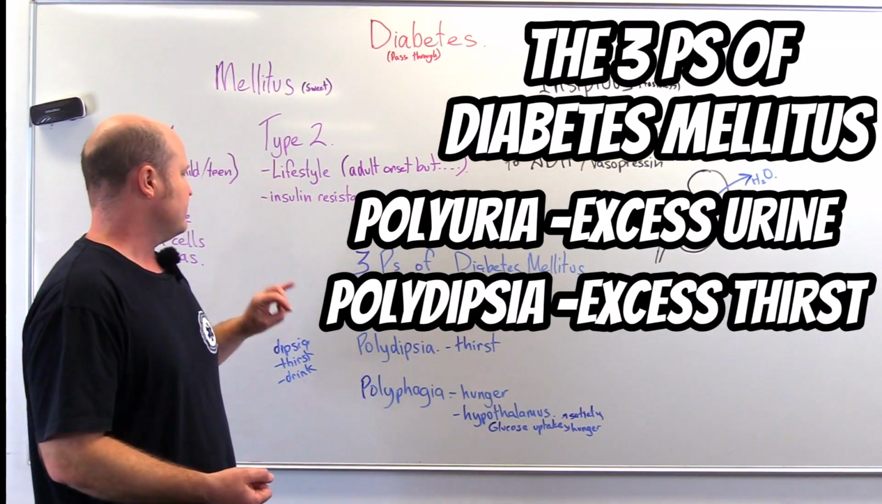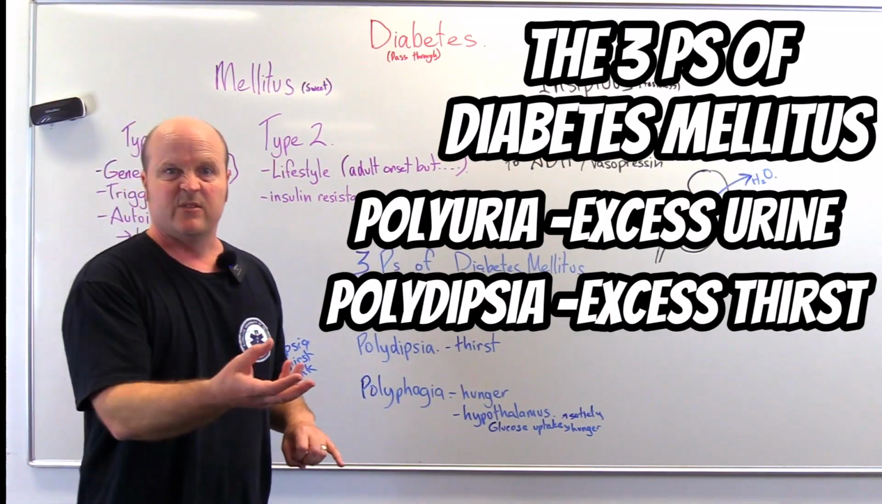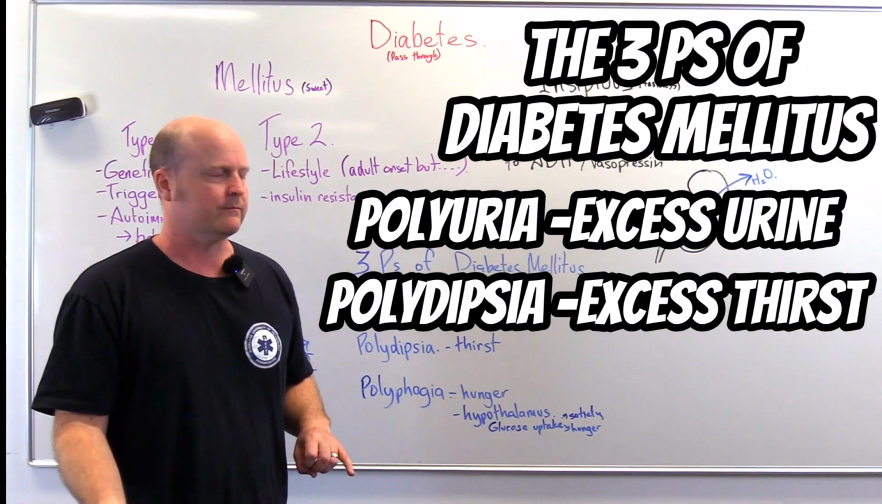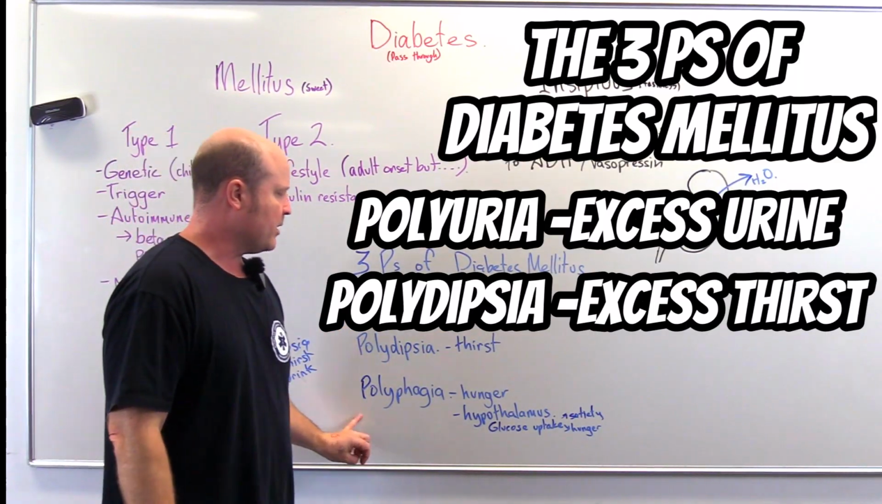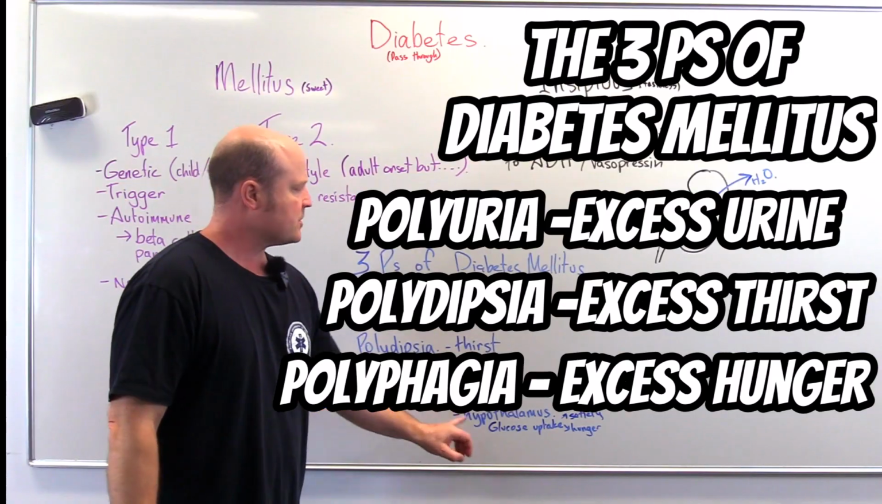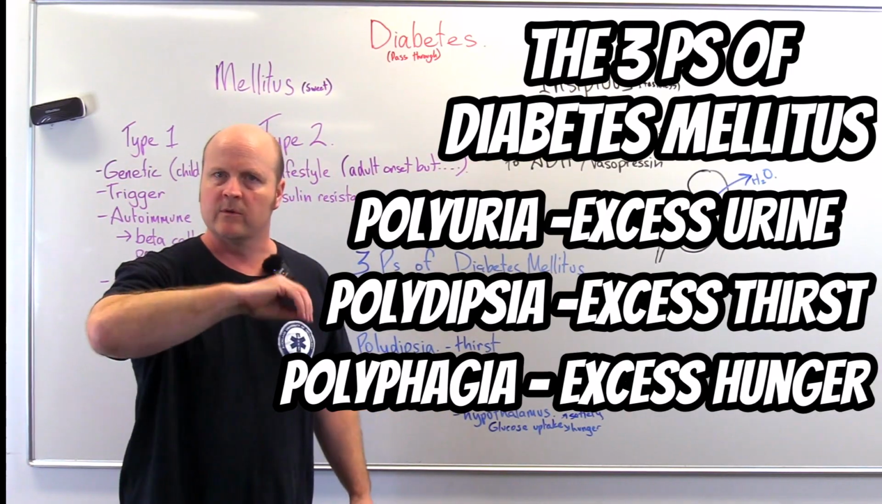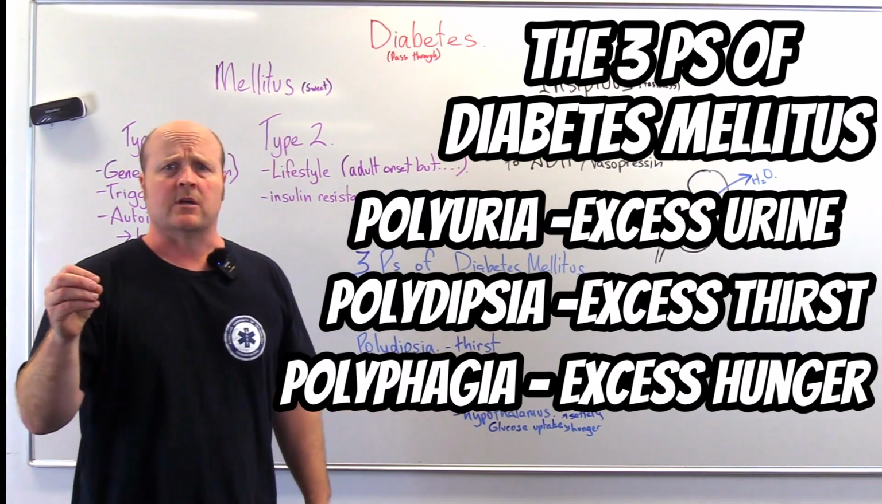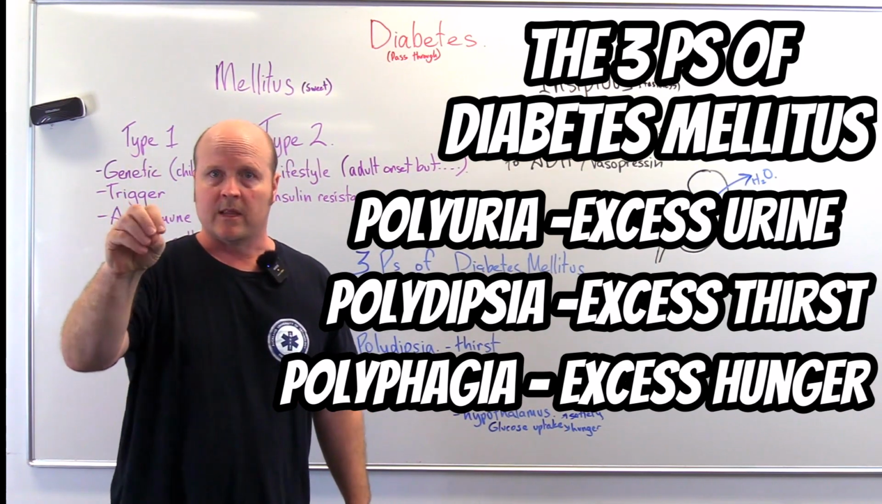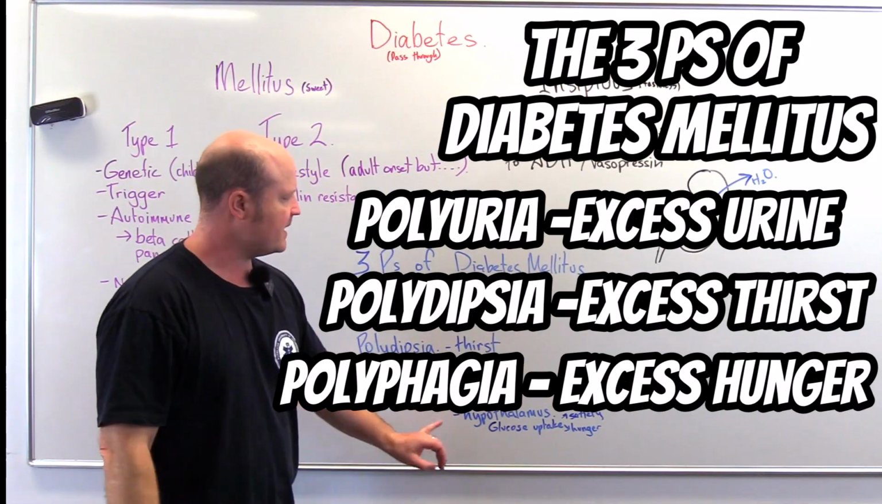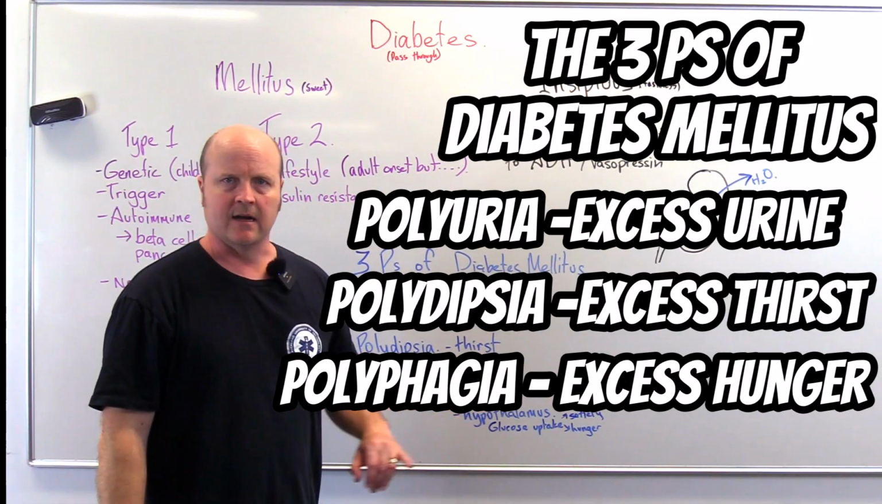So when we think of polydipsia, we think D for dipsia, D for drink. Heaps of thirst. And then finally, we get polyphagia. Phagia means to eat or gobble up. Our phagocytes are the cells in our body that gobble up dead tissue or gobble up a pathogen. So polyphagia is lots of hunger.